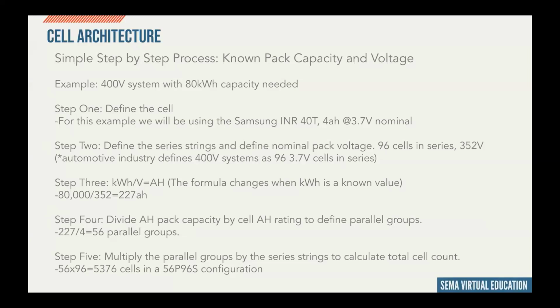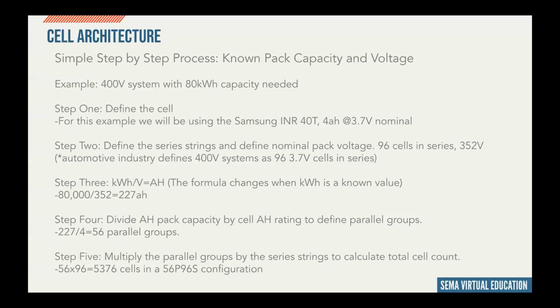Step two, defining the series strings to define the nominal pack voltage. The automotive industry standard for 400 volt systems when using 3.7 volt nominal cells is 96 cells in series. So this is just a good thing to remember if you're building a battery pack and it's going to be a 400 volt system: it's 96 cells in series.